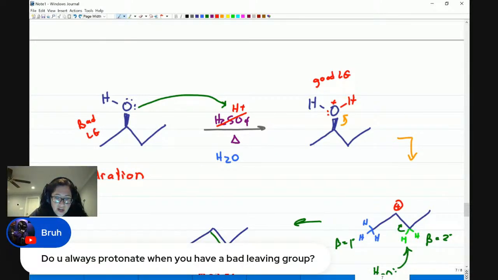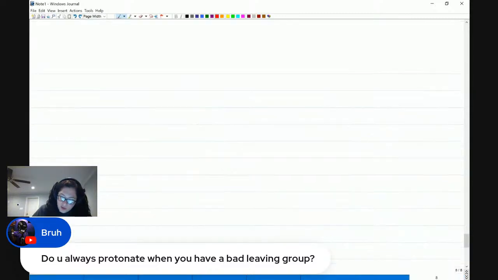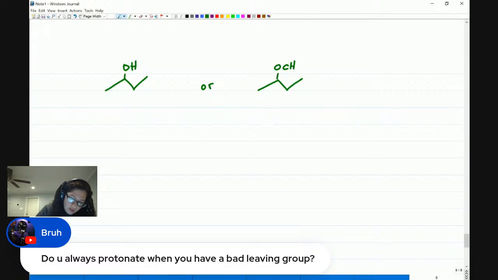Do you always protonate when you have a bad leaving group? So the bad leaving groups you would have learned in this chapter would have been your OH, alcohol, or maybe an OCH3 or an OR, with OCH3 being an example. In this case, protonation is your best option. I think protonation is the only thing you would have learned here.